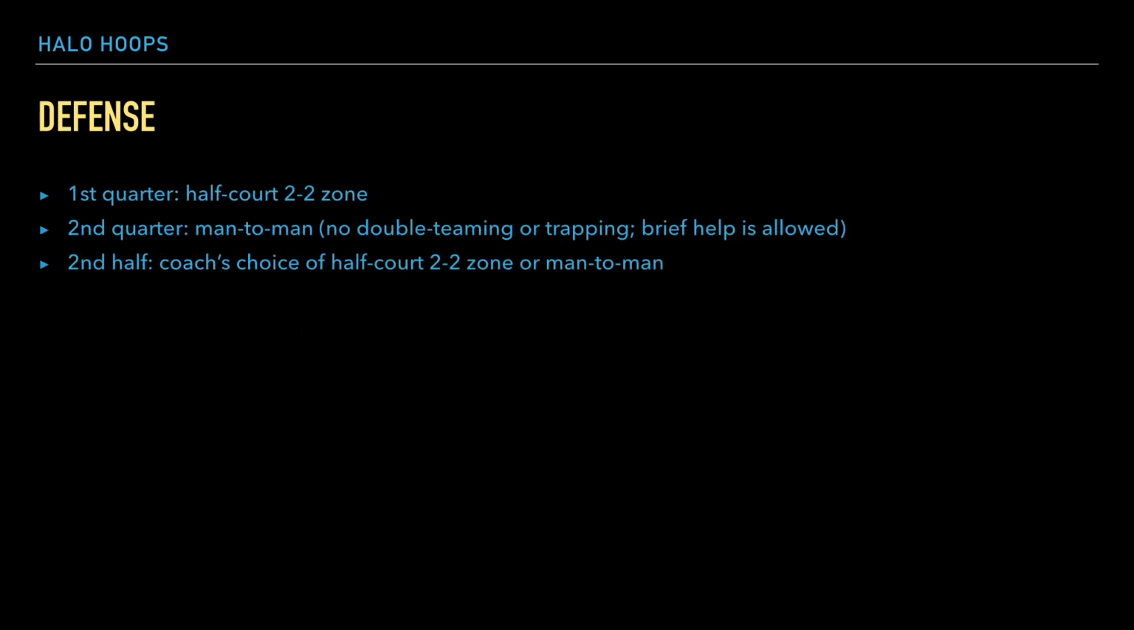Here are the defensive rules for the 8 and 9-year-old division. In the first quarter, teams are required to play a half-court 2-2 zone defense only. In the second quarter, teams are required to play man-to-man defense only. In the second half, teams can either play a 2-2 zone or a man-to-man defense, coach's choice.